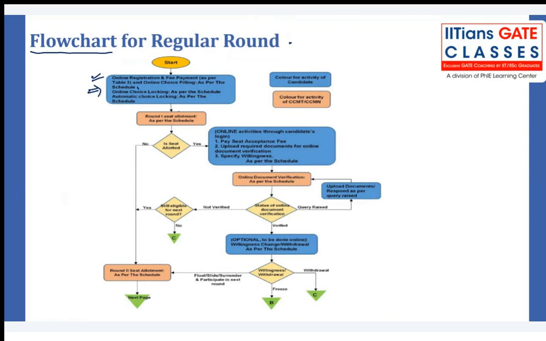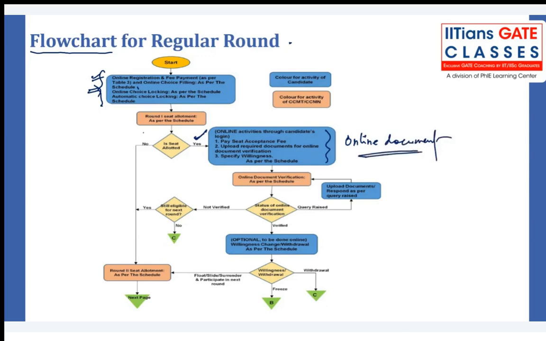Then the round one seats. After these many steps, you will start getting the seat allotment. Suppose a seat is allotted. If you want to accept the seat, if you're going for accept, you have to go through these many steps again. You have to pay the seat acceptance fee, around 30,000 in the first round, and then upload the required documents for online document verification. This time they will do online document verification, so you don't have to visit any particular center.